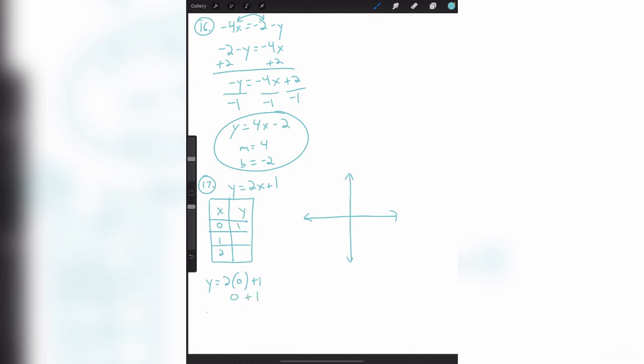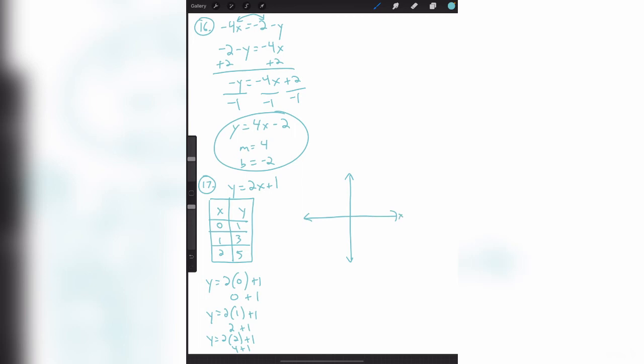And then you get y is equal to 2 times 1 plus 1 from this value right here. And we'll say 2 times 1 is 2, plus 1 is 3. And last one, y is equal to 2 times 2 plus 1 from this x value right there. 2 times 2 is 4. 4 plus 1 is 5. So I'm going to go ahead and plot these points.